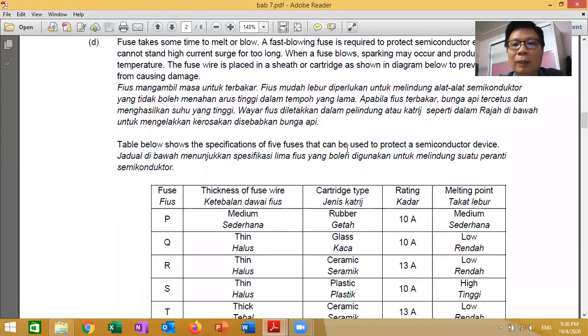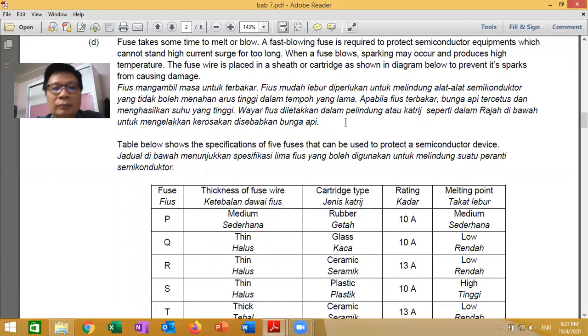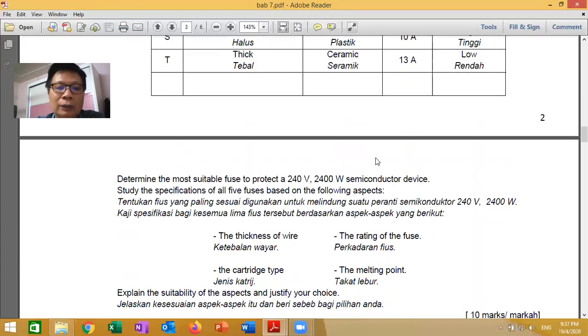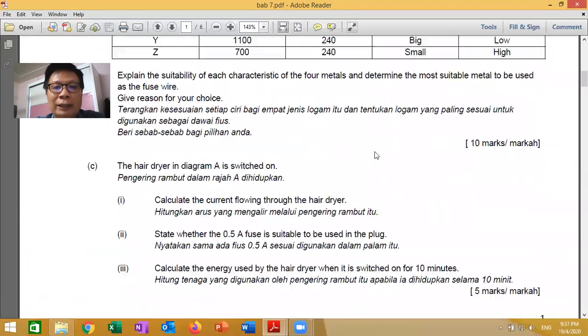A 10 marks question. It's a very long question. Read the question. Fuse wires are inclined to melt or blow. A fast blowing fuse is required to protect semiconductor equipment which cannot stand a high current surge for too long. When a fuse blows, sparking may occur and produce high temperature. This is very dangerous. The fuse wire is placed in a shell or cartridge, as shown in the diagram below, to prevent its spark from causing damage. There's no diagram here.